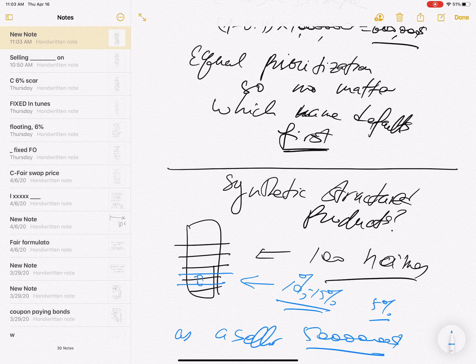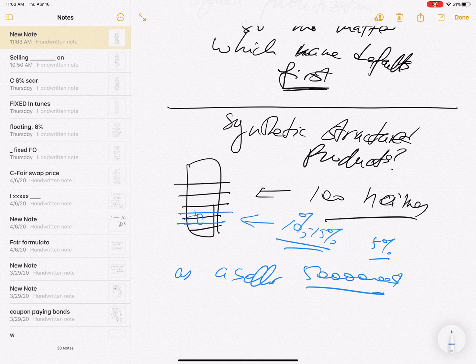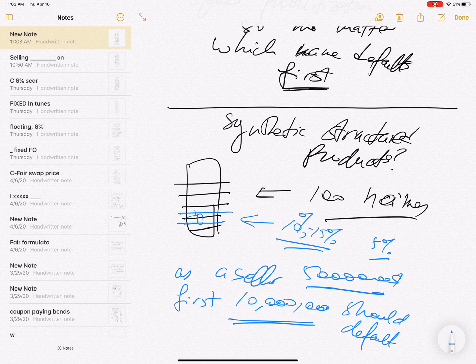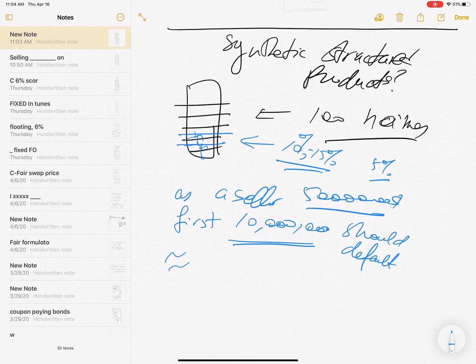So you are going to care about defaults from 10 million and on. What you have to have is the first 10 million default. Now, it is important to understand that you do not care about this first 10 million defaulting. You are not going to be liable for any dollar of the first 10 million. The first 10 million, as we discussed in class, is something like 15 defaults, I think.